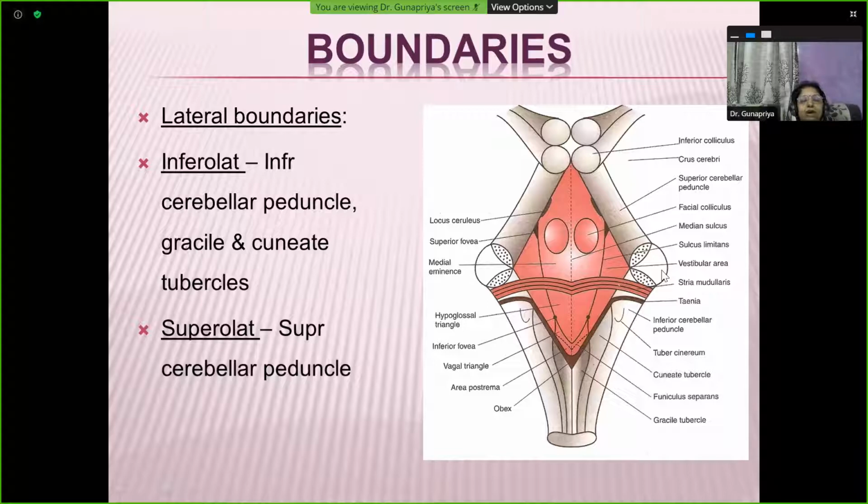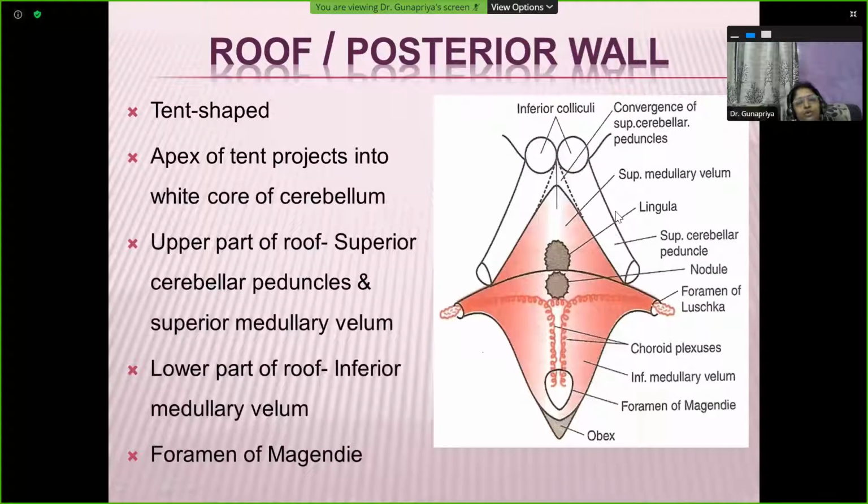To reiterate once again, boundaries: coming to lateral boundaries, you have inferolateral boundary and superolateral boundary. The inferolateral boundary is formed by the dorsal surface of medulla, which includes the inferior cerebellar peduncle, gracile tubercle, and cuneate tubercle. The superolateral boundary is formed by superior cerebellar peduncle. Now coming to the roof or posterior wall. Posterior wall means it is towards the cerebellum. Behind the fourth ventricle you have the cerebellum. In front of the fourth ventricle you have the pons and medulla, the dorsal surface or posterior surface of pons and medulla.